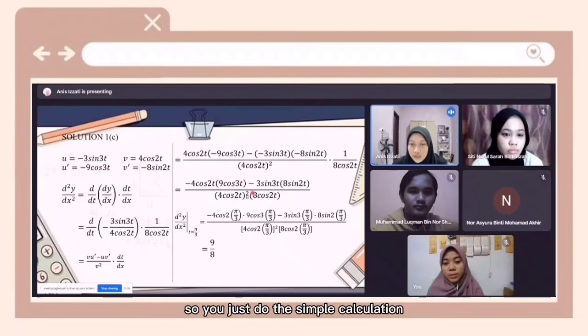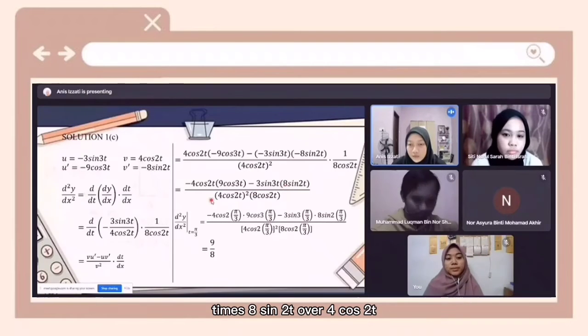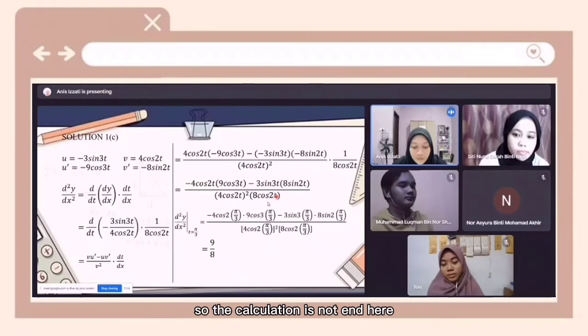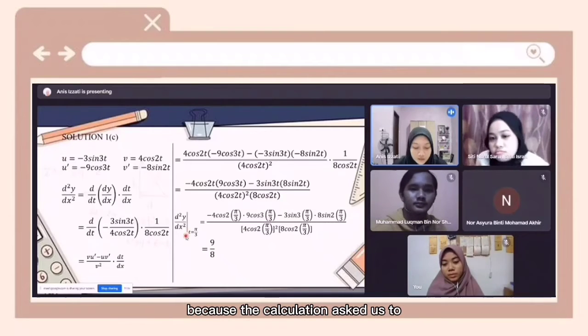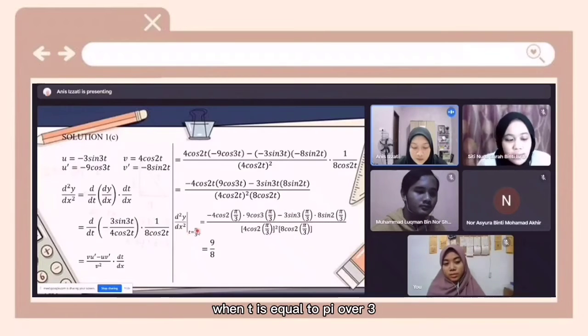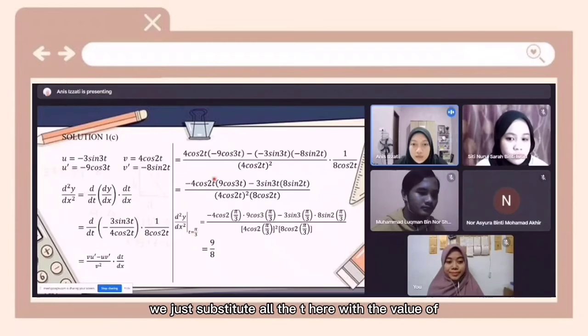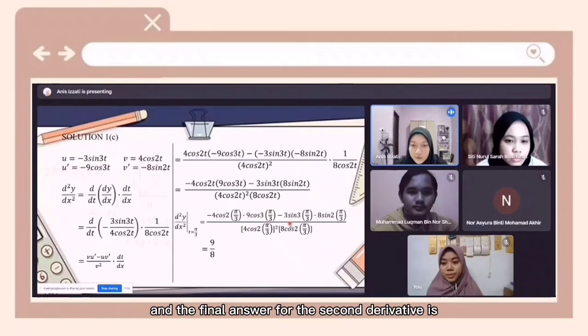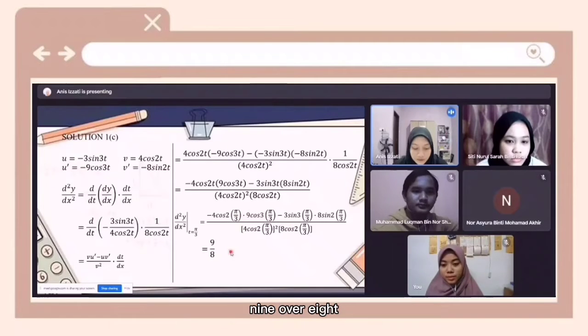So you just do the simple calculation and you get this one: negative (4 cos 2t times 9 cos 3t minus 3 sin 3t times 8 sin 2t) over (4 cos 2t) to the power of 2 times 8 cos 2t. The calculation does not end here, because we need to find the value of the second derivative when t is equal to pi over 3. So we substitute all the t here with pi over 3, and the final answer for the second derivative is 9 over 8.